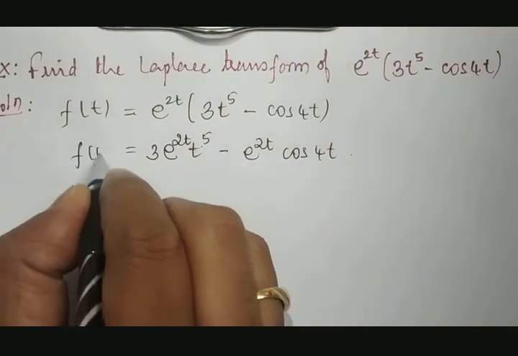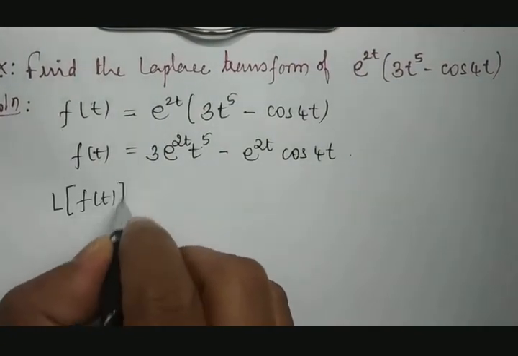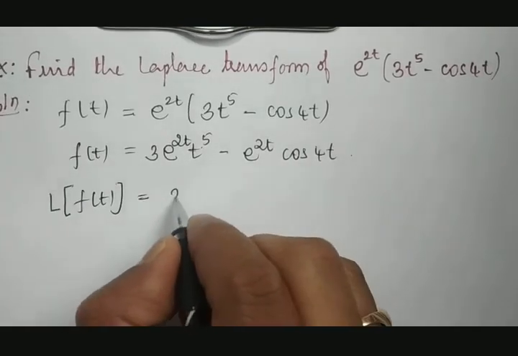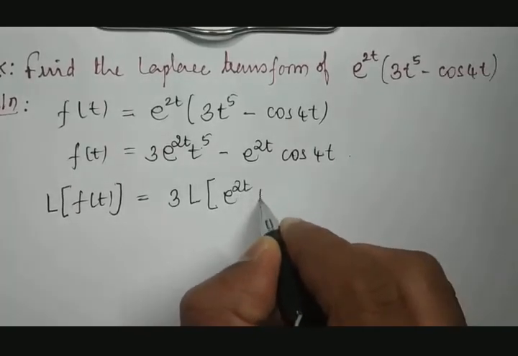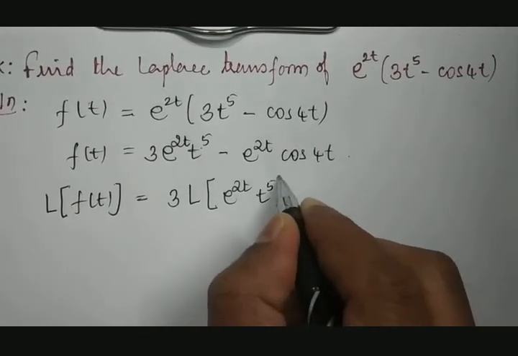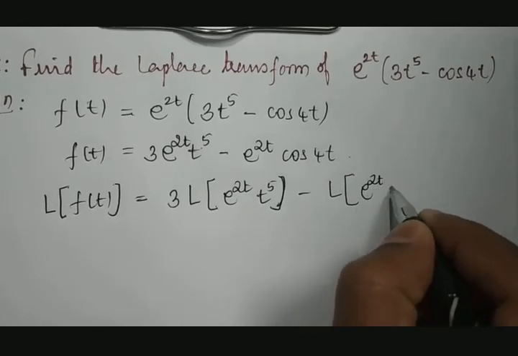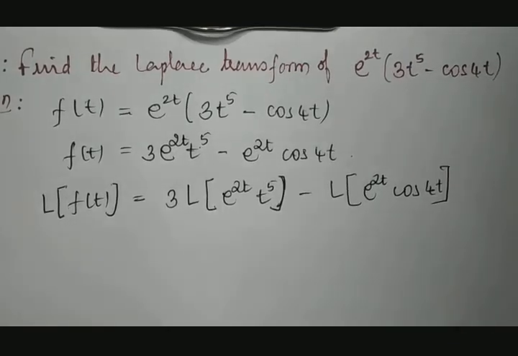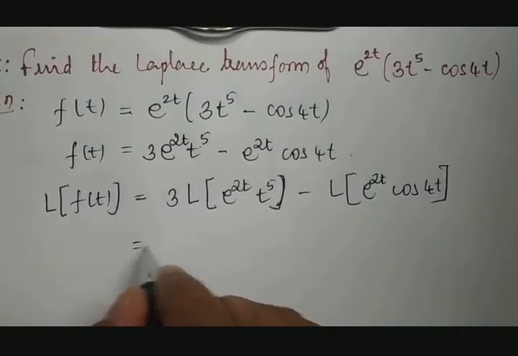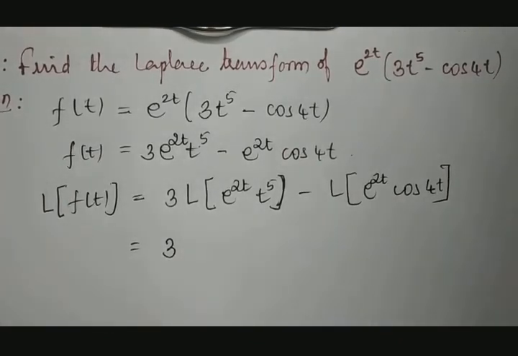Apply Laplace transform on both sides. Then L of f of t is equal to 3 constant, the Laplace transform of e raised to 2t into t raised to 5, minus the Laplace transform of e raised to 2t into cos 4t. Therefore this is equal to 3 into, now there is a tie up between the exponential and t raised to 5. What to do?